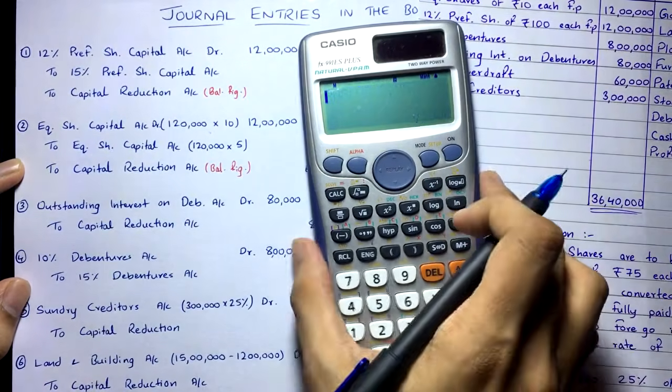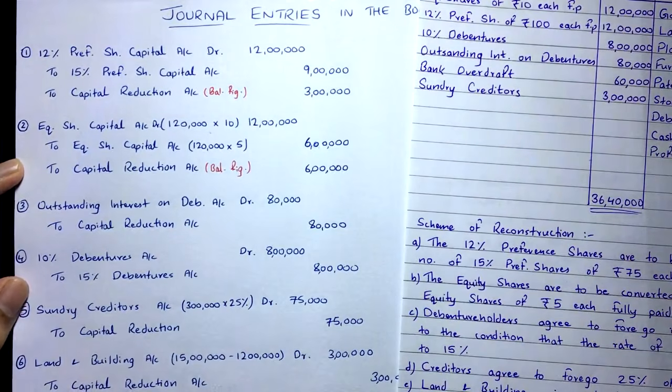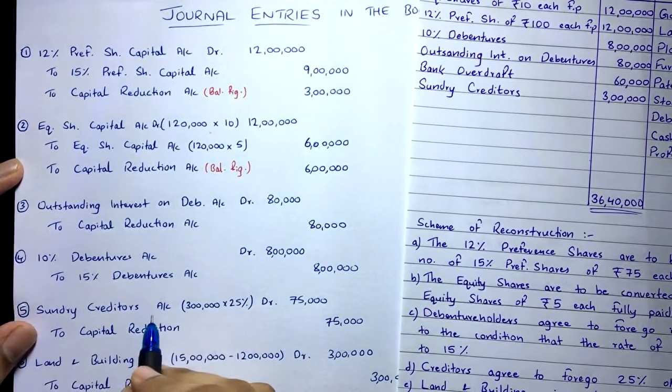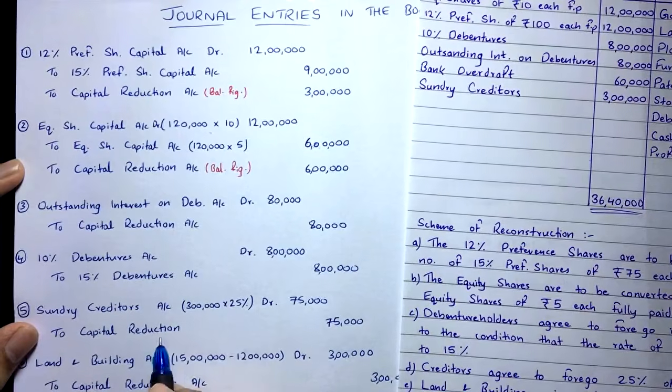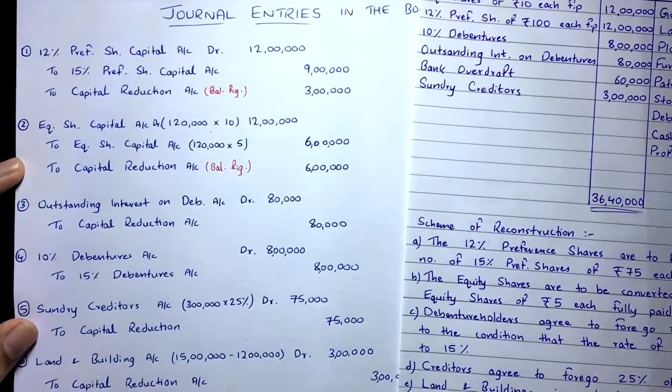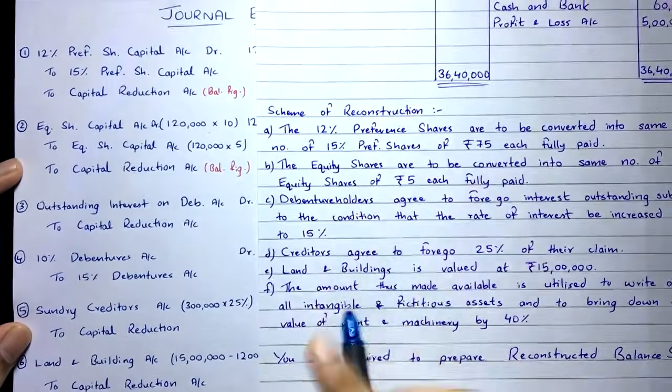So 75,000 of our liability to creditors is getting reduced. So that's a gain to us. We are gaining by it, and the gain is transferred to capital reduction. Sundry creditors account, debit 75,000 to capital reduction account 75,000. Simple, easy peasy, right?